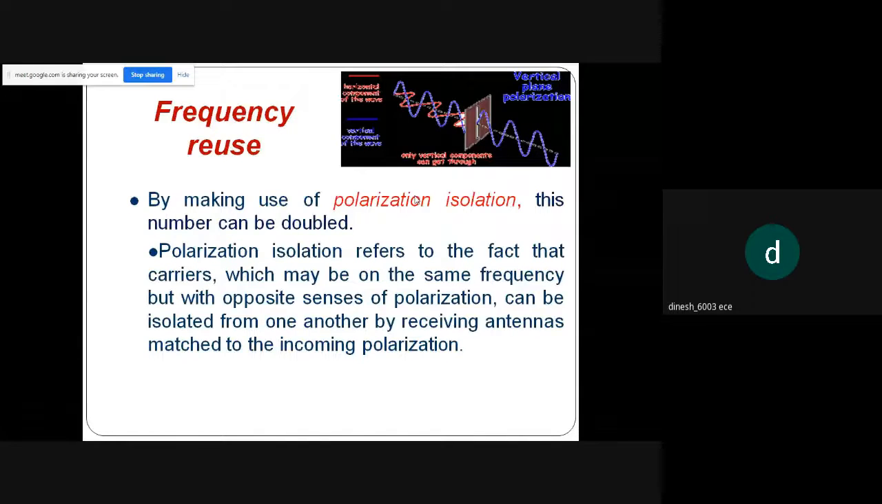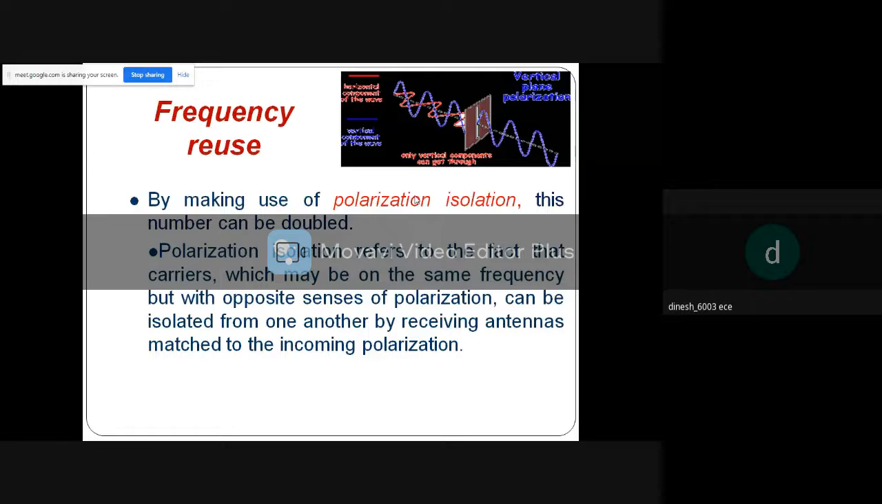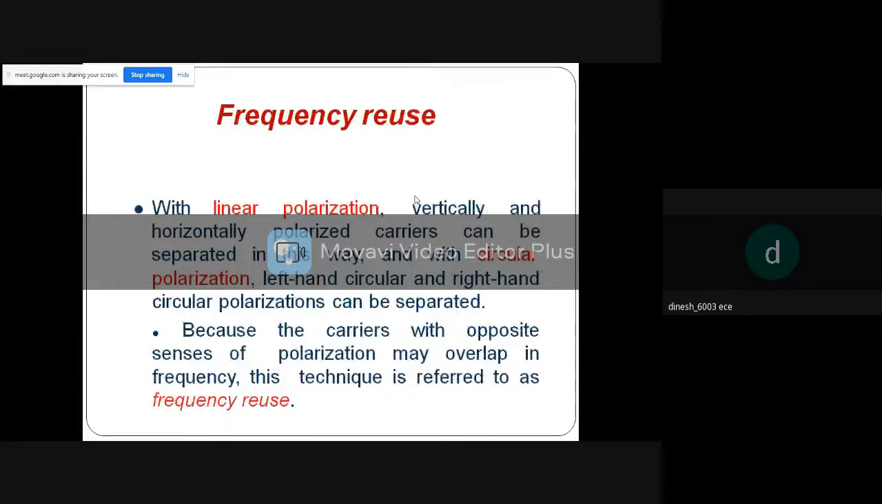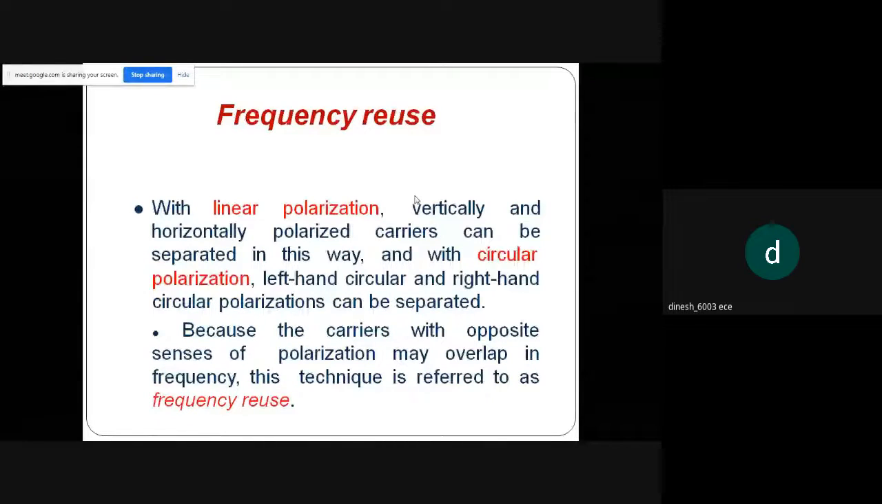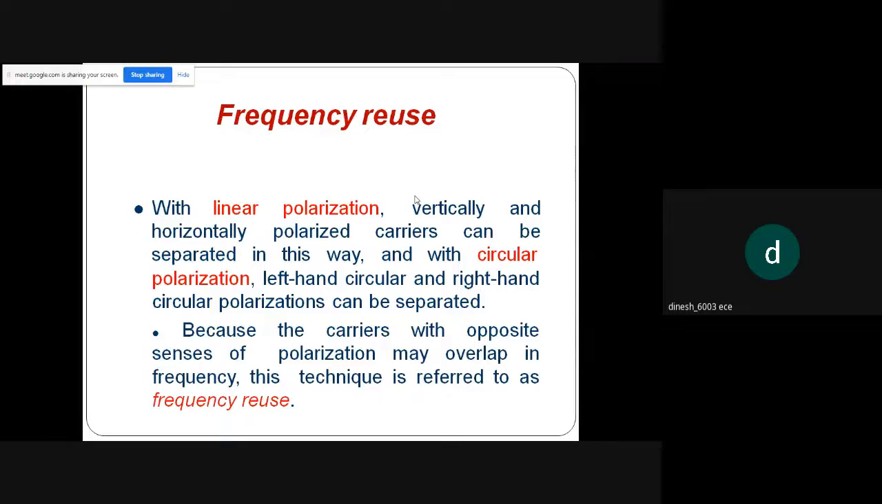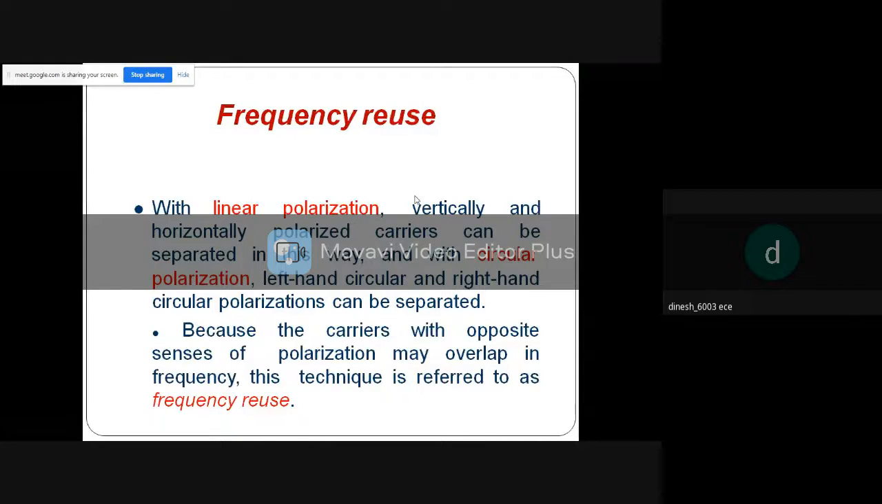Okay, that can be matched with the incoming polarization. So specifically we'll be using linear polarization. With linear polarization, vertical and horizontal polarized carriers can be separated. In circular polarization, left-hand circular and right-hand circular polarizations can be separated.